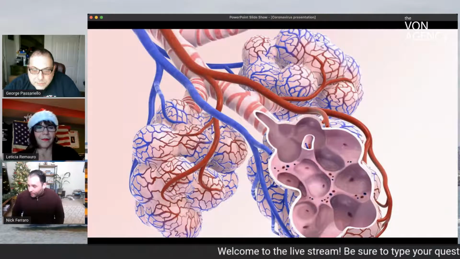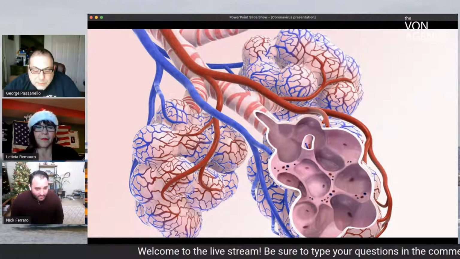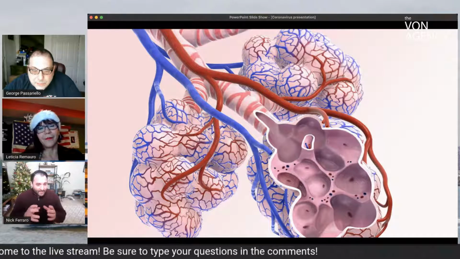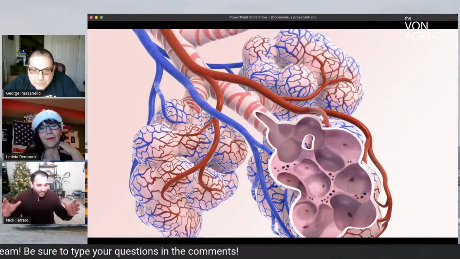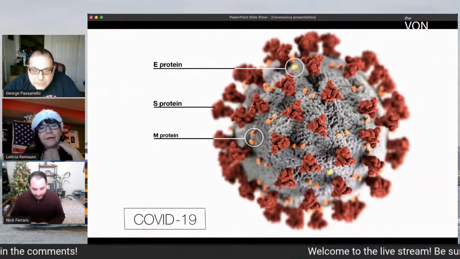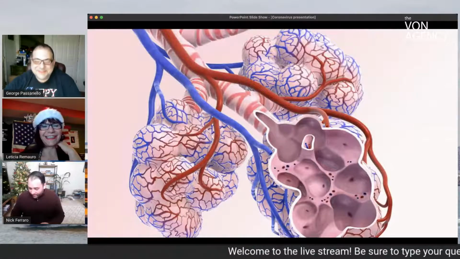So this is a closer look at the alveoli, right? They look like little bubbles, little tiny sacs, and they're elastic. They kind of expand when you inhale and contract when you exhale. They look like cauliflower. They do. They look like cauliflower, right?